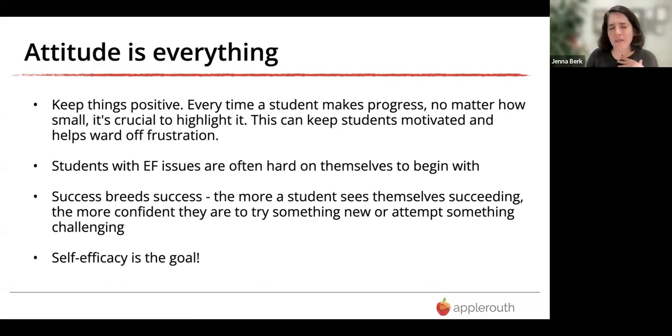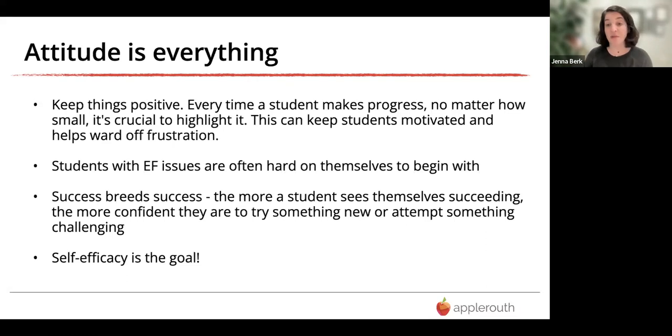Attitude is everything. You want to make sure that you're giving constant positive regard. Every time a student makes progress, it is crucial to highlight it. If a student has executive function issues, they are often so hard on themselves. But the more that they see themselves succeeding, the more confident they are to try something new, try something challenging, and that it's okay to fail. And remember, self-efficacy is the goal.